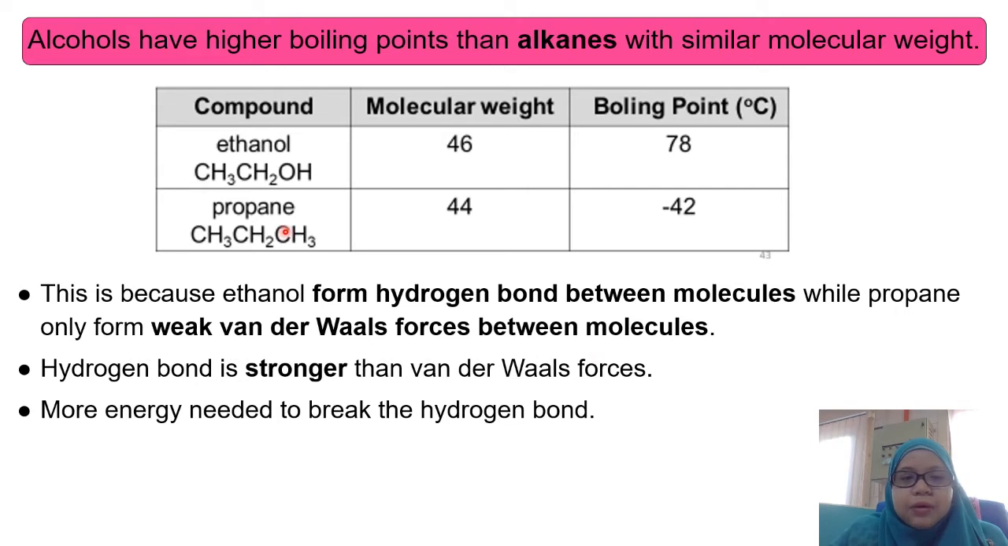Propane can only form weak van der Waals force. When we compare the strength of hydrogen bond and van der Waals force, the hydrogen bond is stronger than van der Waals force. It means that more energy is needed to break the hydrogen bonds between ethanol molecules. That is why the boiling point of ethanol is higher compared to propane. That is the first factor.